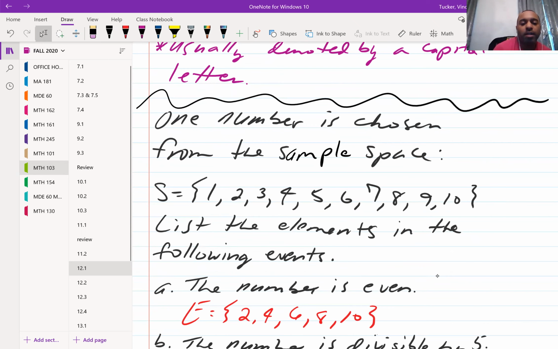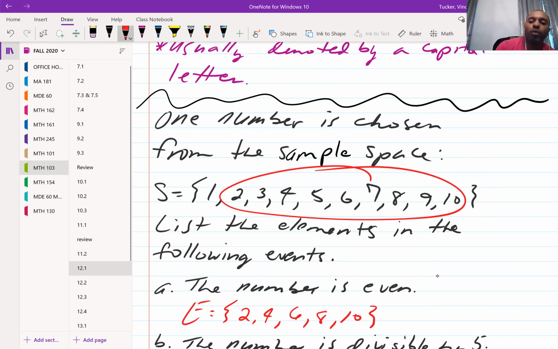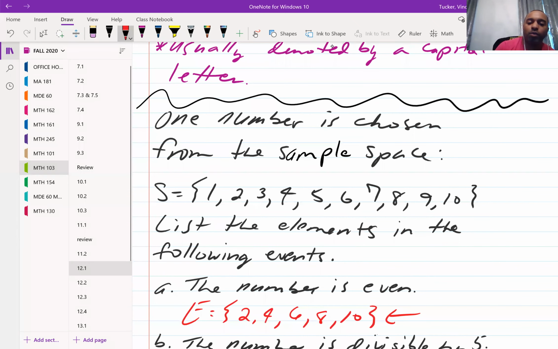So A, the event is the number is even. So when you look at your sample space, 1 through 10, what numbers are even? And so that would be 2, 4, 6, 8, and 10. So each number is an element. So when it says list the elements in the following events, you're talking about what elements are described in that event.